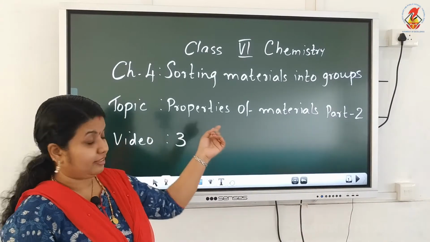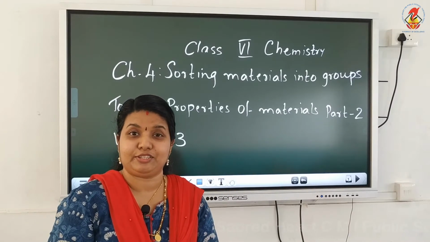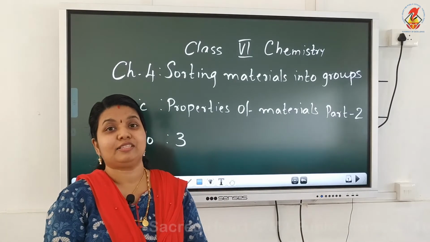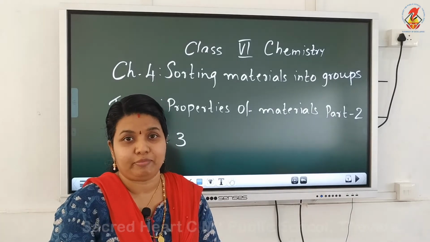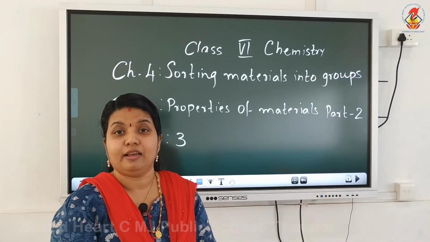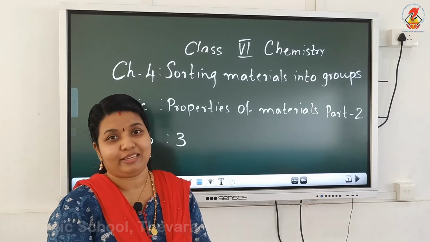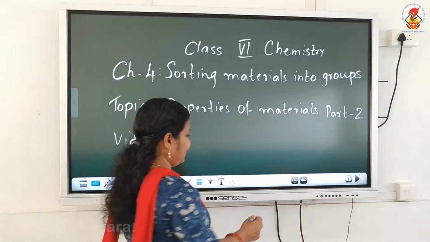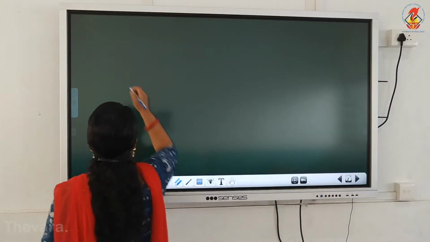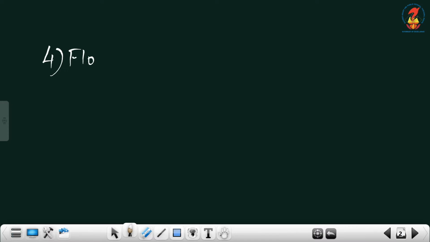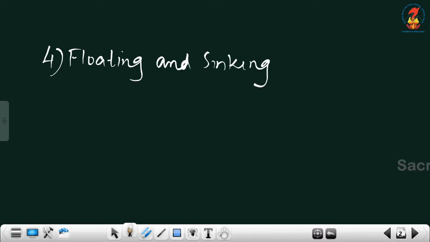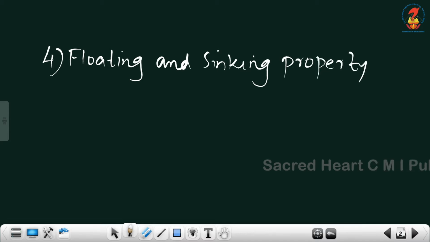We continue with the fourth chapter, sorting materials into groups. And in the last class, we learned about three properties of materials: their appearance, hardness and solubility in water. Now we have two more properties to be discussed in today's class. Okay, so let's start. Our fourth property is the floating and sinking property of materials in water.